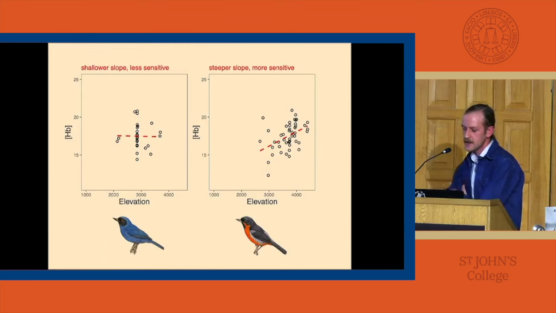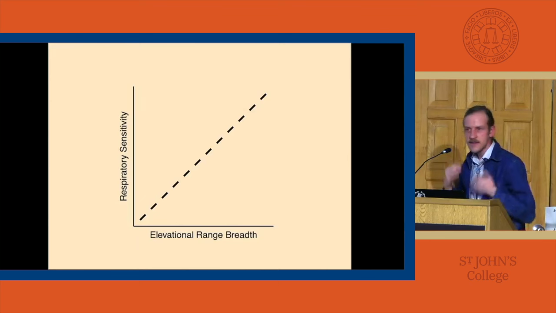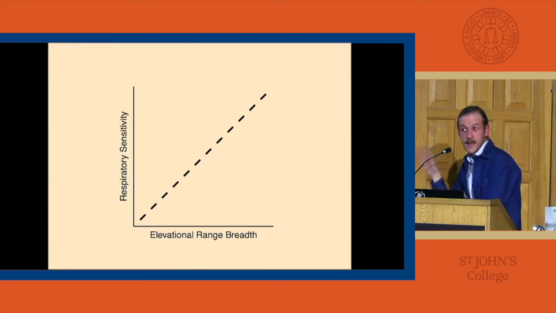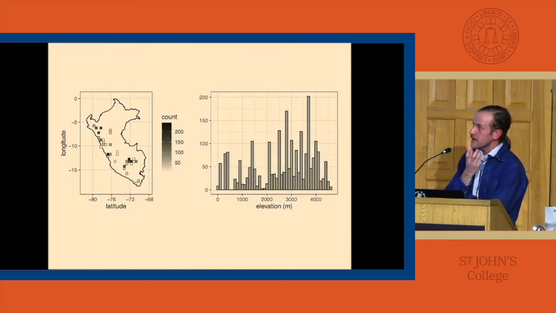And this is a very simple representation of this hypothesis. So the phenomenon I've just been talking about, we termed respiratory sensitivity, sensitivity of this whole physiological system to hypoxia. And we would say that when this increases, bird species can live on a broader chunk of the gradient. They have broader elevational range breadth. And so we used thousands of hemoglobin measurements from 137 species of birds sampled throughout Peru. This was the result of about 16 years of fieldwork conducted by generations of graduate students and postdocs at the University of New Mexico.